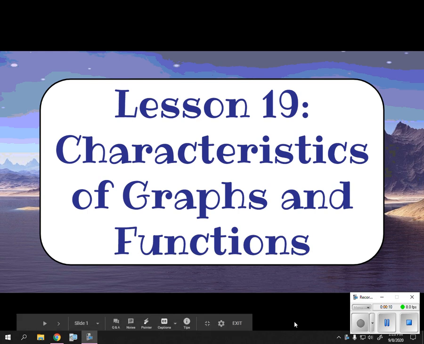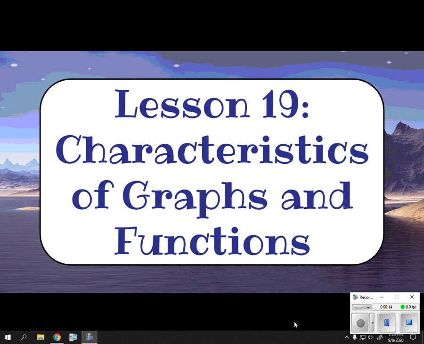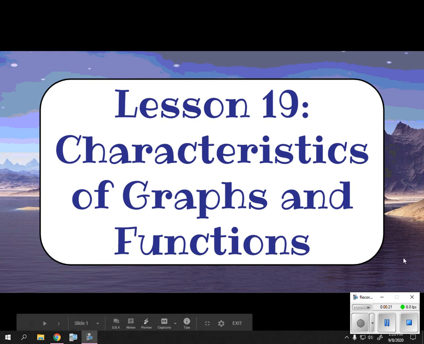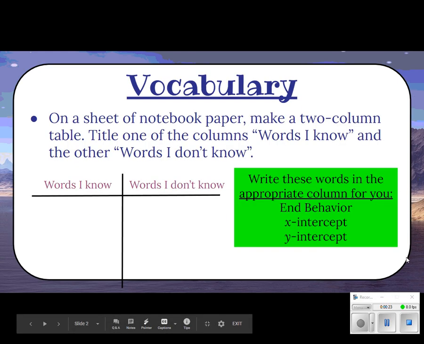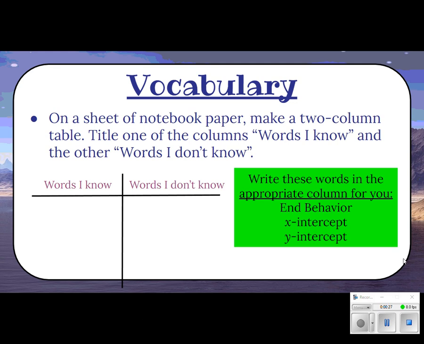There's quite a bit of vocabulary and examples in this one that you might want to go over to the slideshow and set up your notes before you actually watch the video. That might be a little bit helpful. All right, so on a sheet of notebook paper, we're looking at words you know and words you don't know. So the words are end behavior, x-intercept, and y-intercept.